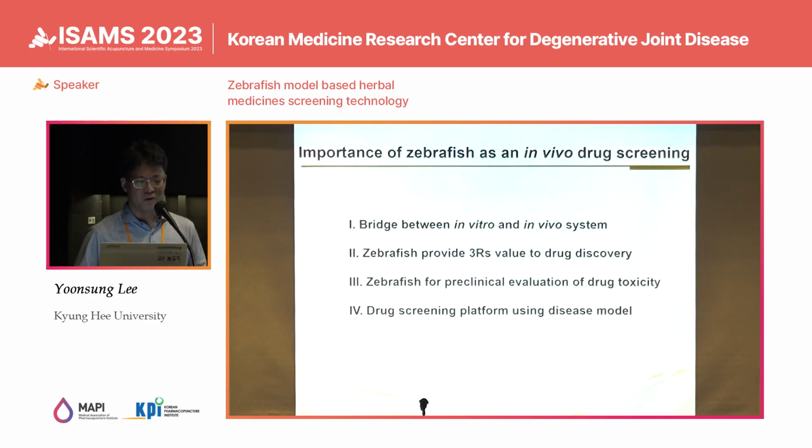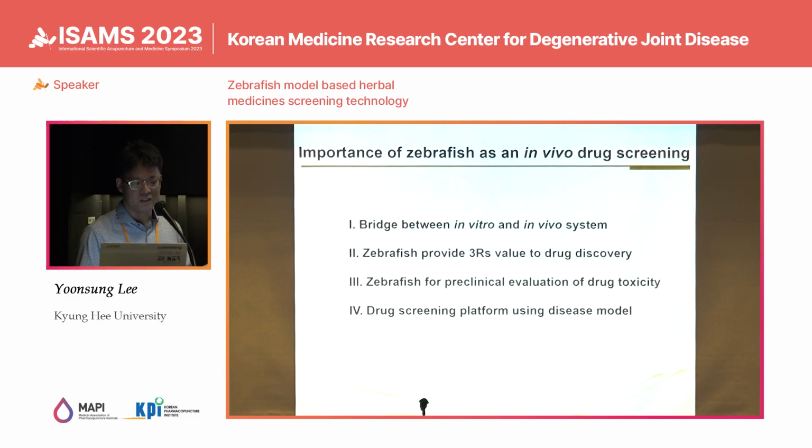So mainly based on this introduction, I would like to give you some introduction about this zebrafish model system, with the importance of zebrafish as an in vivo drug screening tool. There will be 4 main objectives for this talk. The first one is the meaning of zebrafish as a bridge between in vitro and in vivo systems. And also, zebrafish can be a good alternative model system because it can provide the 3 Rs, which means addressing some ethical issues.